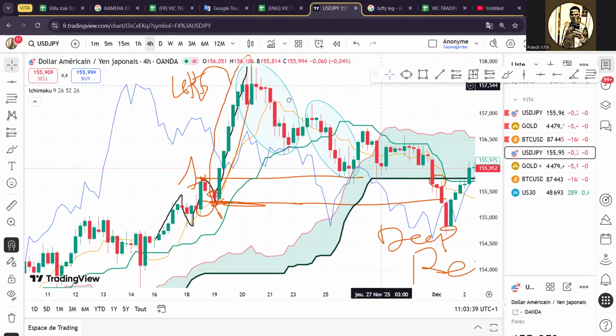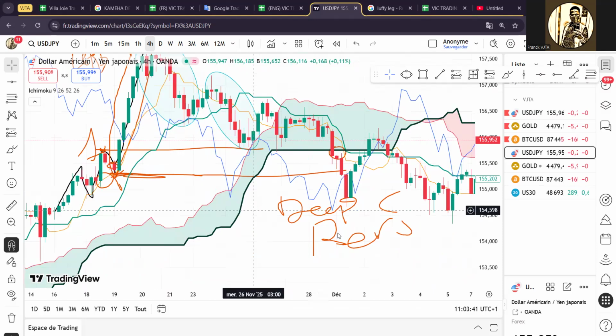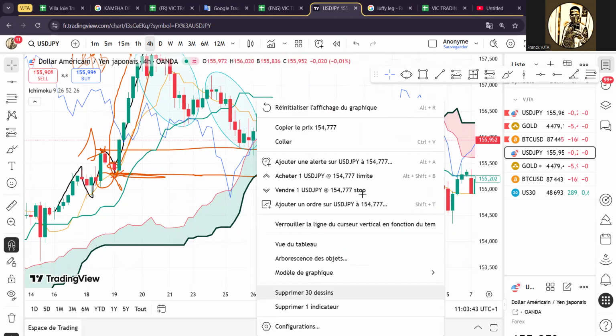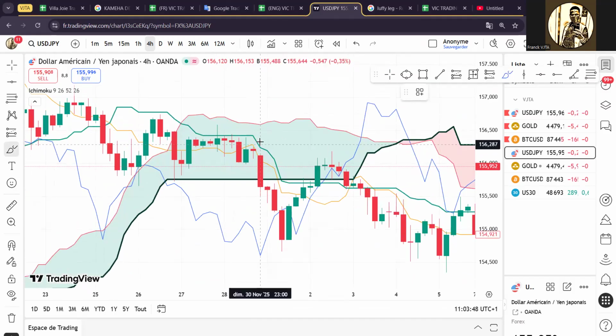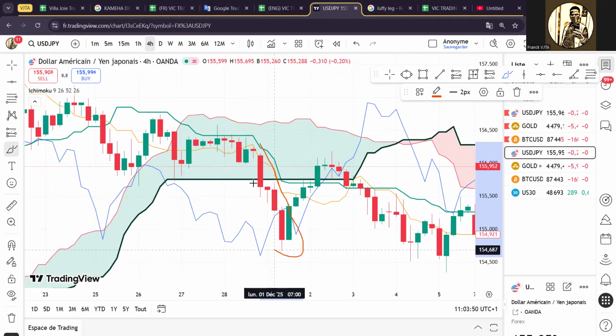So let us take another example just right here. Look at this Luffy leg, right? There is no green candle during this down movement. But if you look at the left side of the Luffy, you will see this green candle body.